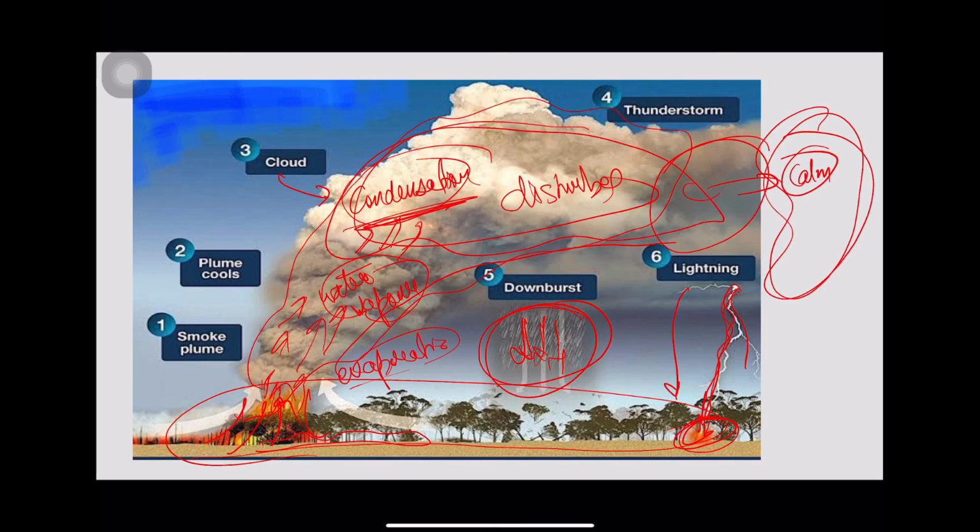So I hope you now have an idea about what pyrocumulonimbus clouds are and what the relation of these clouds is with the Australian bushfire. So this is the thing. This was a very small topic.